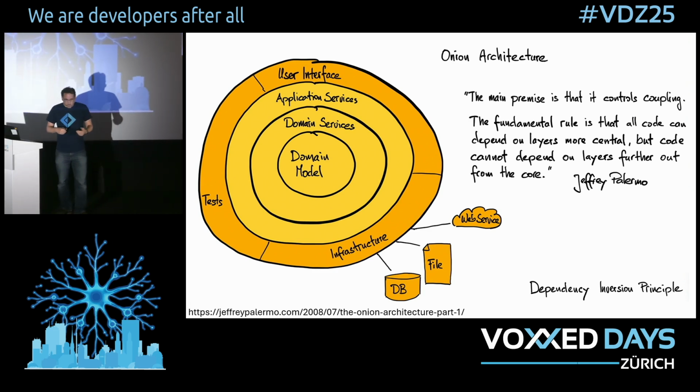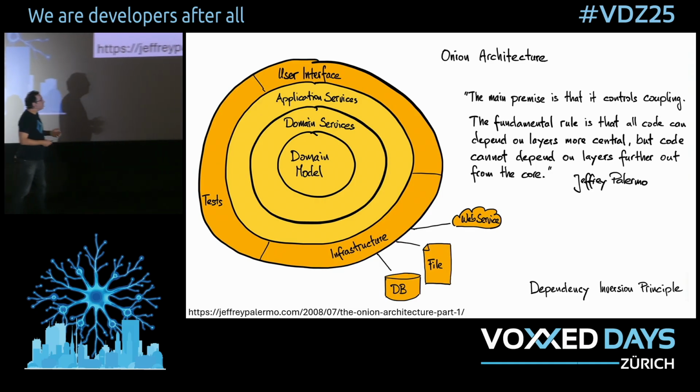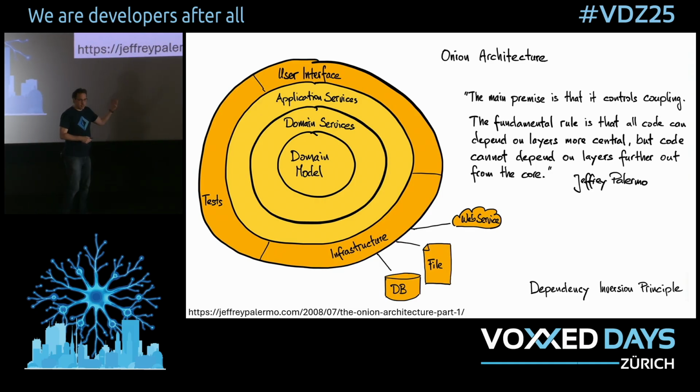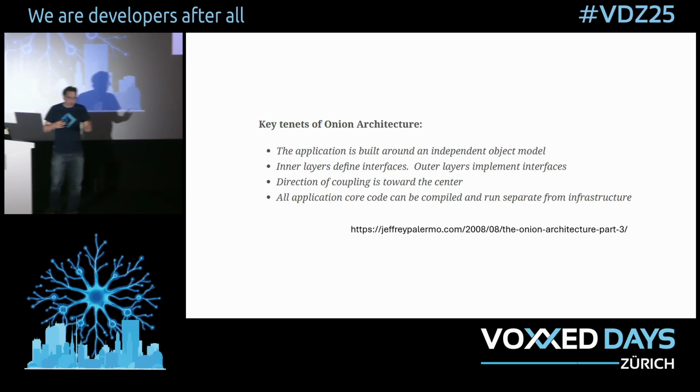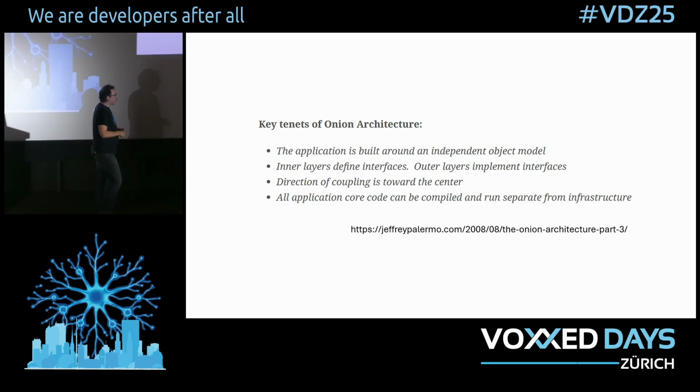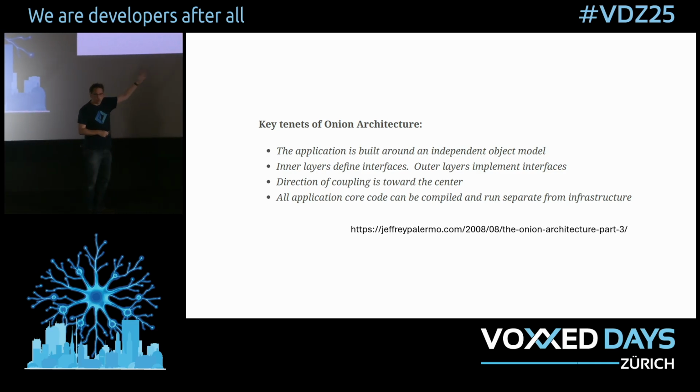And to achieve a running system, we need to inject things into the core. So if a domain service needs to load some data, it defines an interface, which is implemented in the infrastructure on the outside and injected into the core. That's why dependency inversion is a basic principle here. And if you want to know whether you have an onion architecture, these are the four rules.